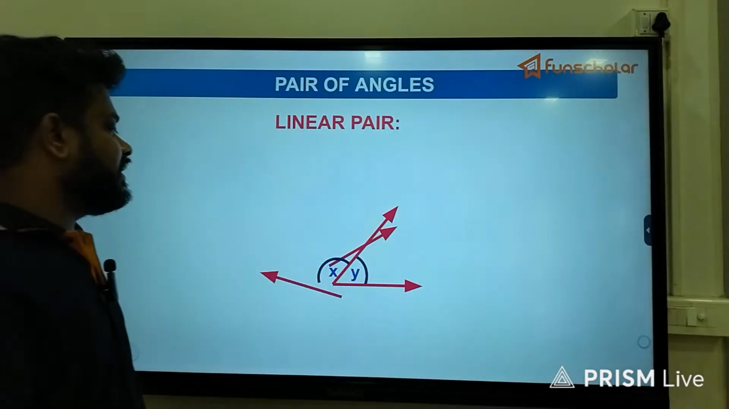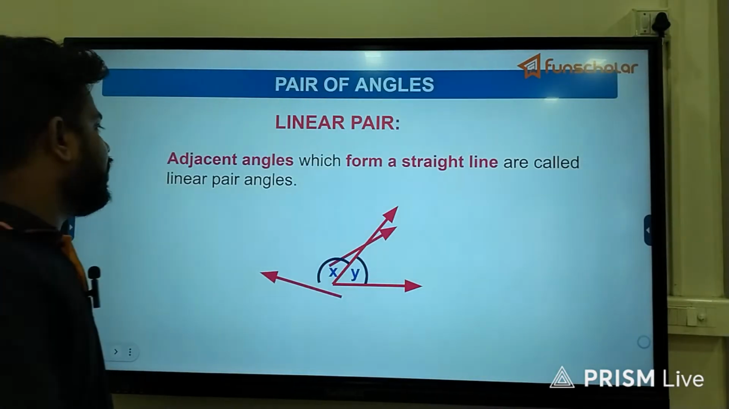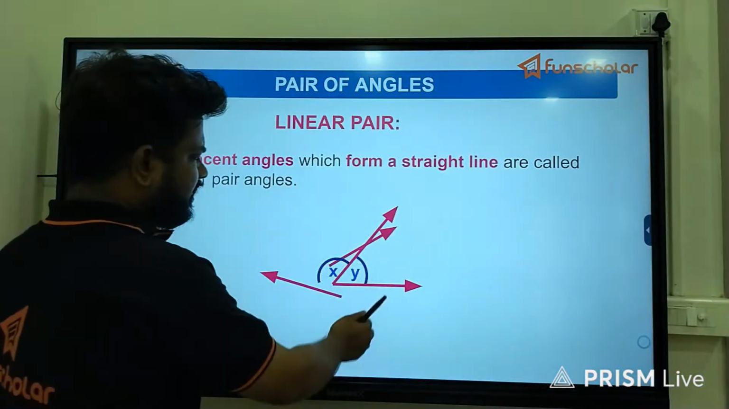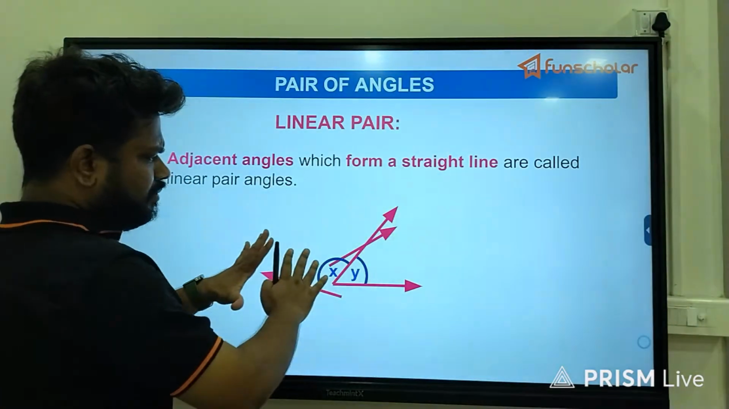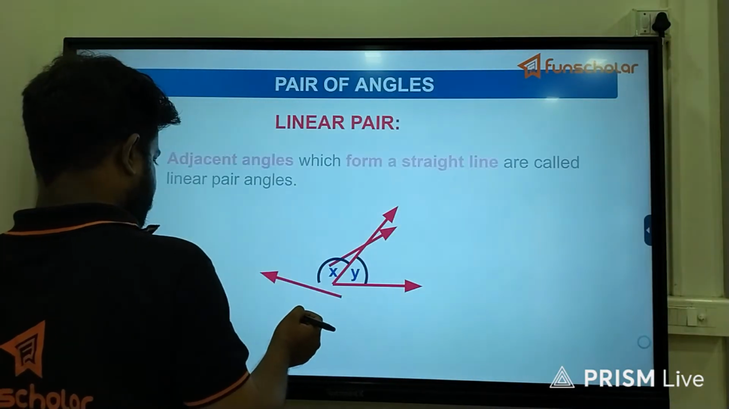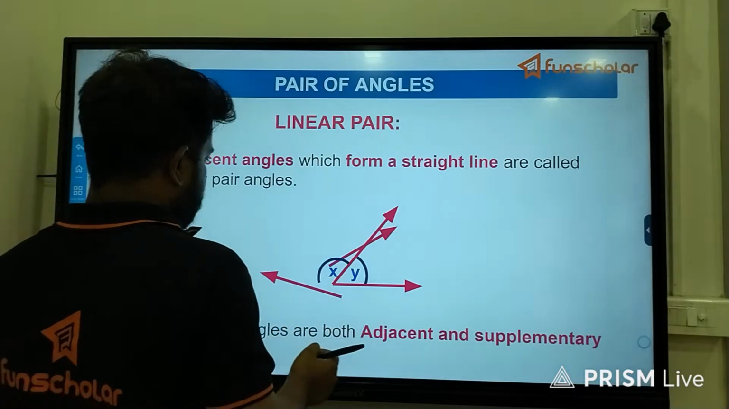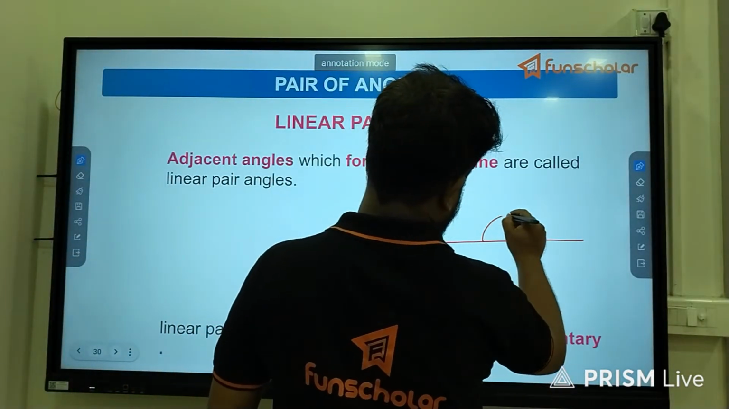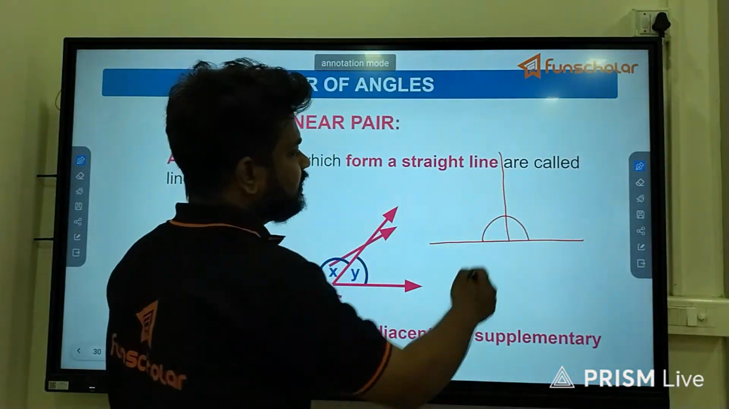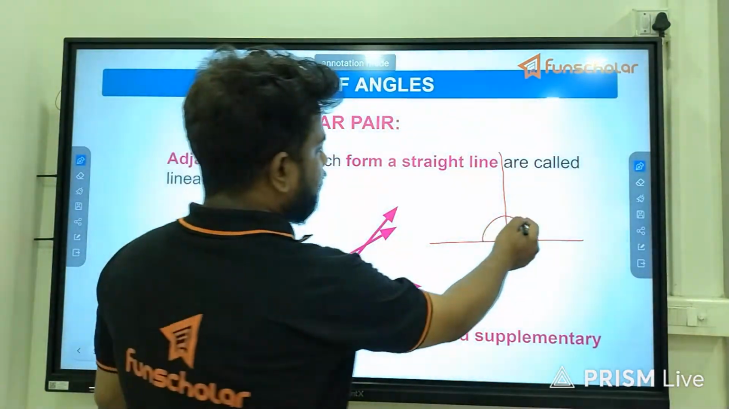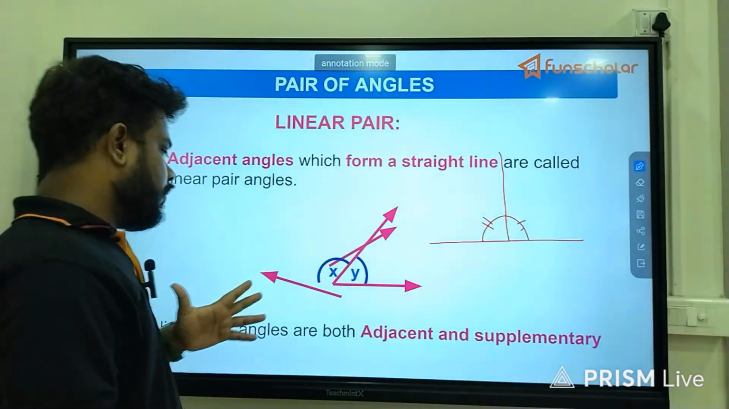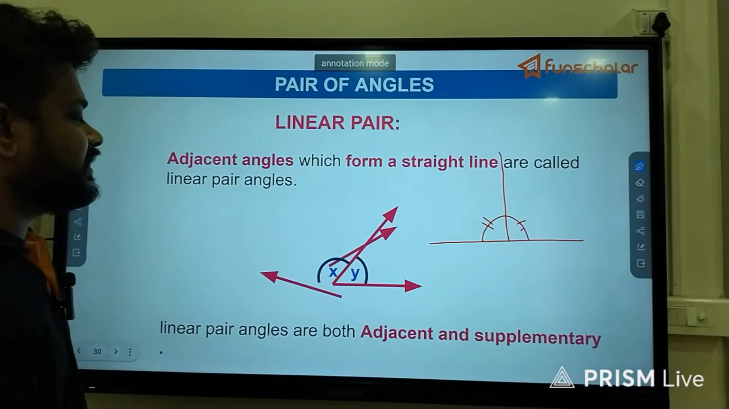Next is linear pair. Talking about linear pair, adjacent angles which form a straight line are called a linear pair. The image has become a little rough here, so it will look like this. If I draw a line here, this will be called a linear pair. They both make 180 degrees. So linear pair angles are both adjacent and supplementary.